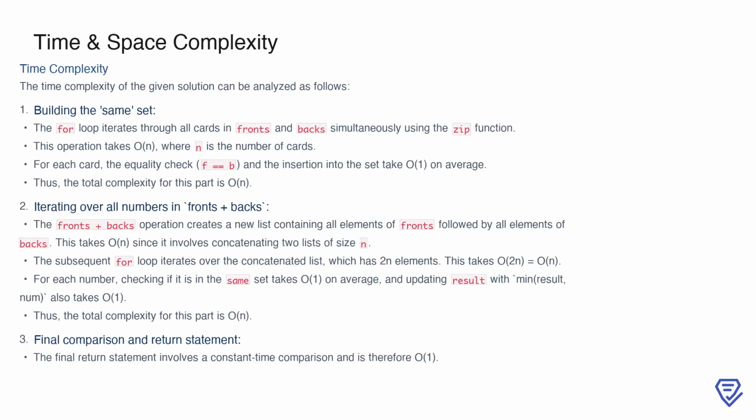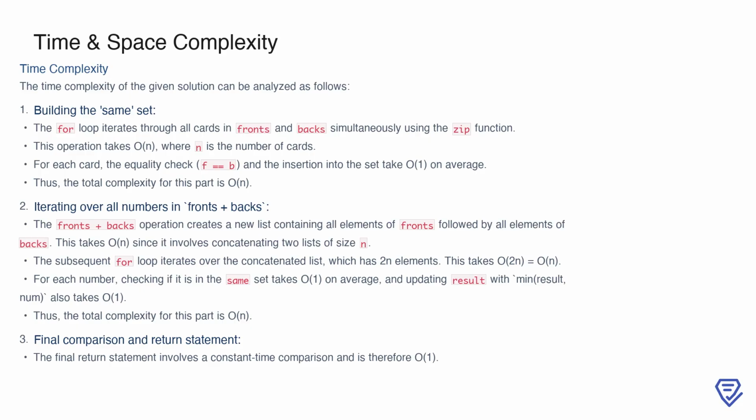To analyze the time complexity of the solution, we start by examining how the same set is built. Here, a single for loop processes all the cards by iterating through the fronts and backs lists simultaneously with the zip function. Since there are n cards, this iteration takes n time. For each card, we check if the front and back numbers are equal, which is a constant time operation, O(1). Adding an element to a set is also O(1) on average, so the entire process of building the same set is O(n).